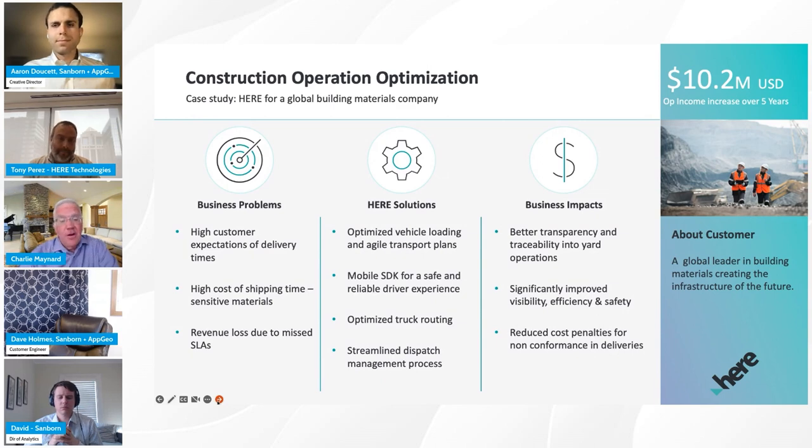And this situation is very similar to the one, again, that David had mentioned about their grocery store customer that they were experiencing in their cold chain deliveries. Some of the other challenges our building materials customer faced included lost revenue due to missed SLAs, improving visibility and traceability of the deliveries so they could keep their customers updated on the status, and planning optimal routes based on truck attributes, such as maximum height and weight clearances in the road networks.